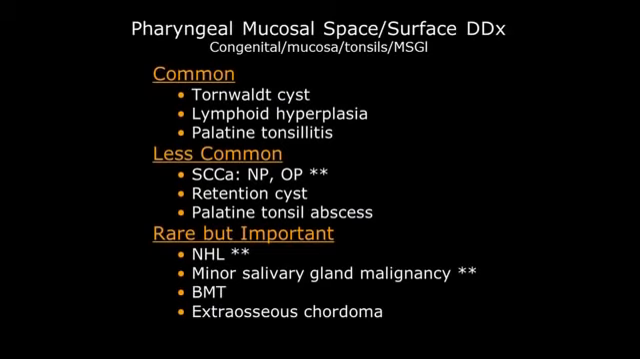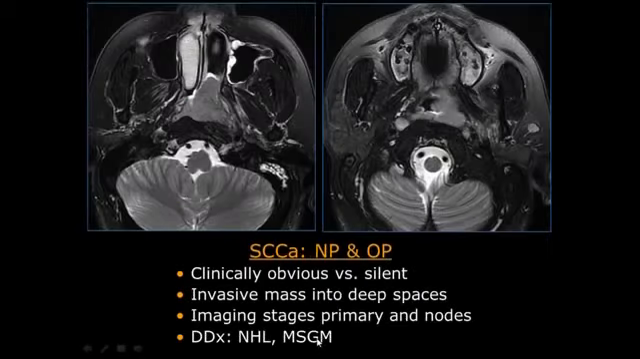So lesions in this location, we're not going to cover them all. Some of the starred ones we'll talk about, but we're talking about congenital lesions, mucosal lesions, tonsillar lesions, minor salivary gland lesions. And if you go down this list, we won't read them all to you because they're in your syllabus, I believe, but the squames are very important, so we'll talk about those, lymphoma and minor salivary gland. So we're going to pick out the malignant lesions of this area.